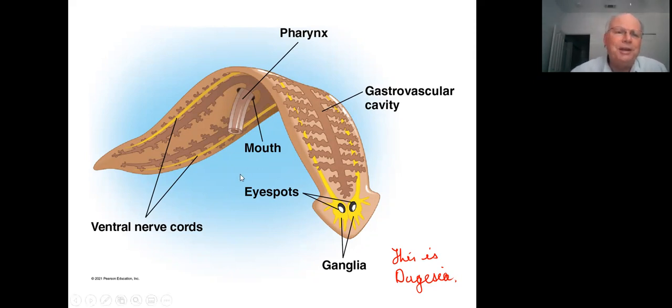In terms of coordinating activity, there is a pair of nerve cords. There is a cluster of nerves at the anterior end that form a structure called a ganglion. This is the functional equivalent of a brain. It coordinates the activity. It sends nerve signals to coordinate the muscle contractions. Notice that the nerve cords are described as being ventral. This is a consistent theme that you're going to see throughout the invertebrates. The nerve cord is always ventral. That will change when we get to the chordates, as you'll see.